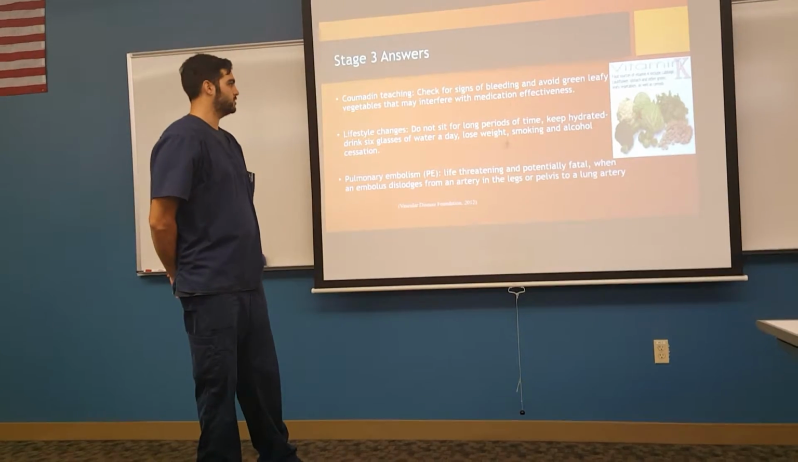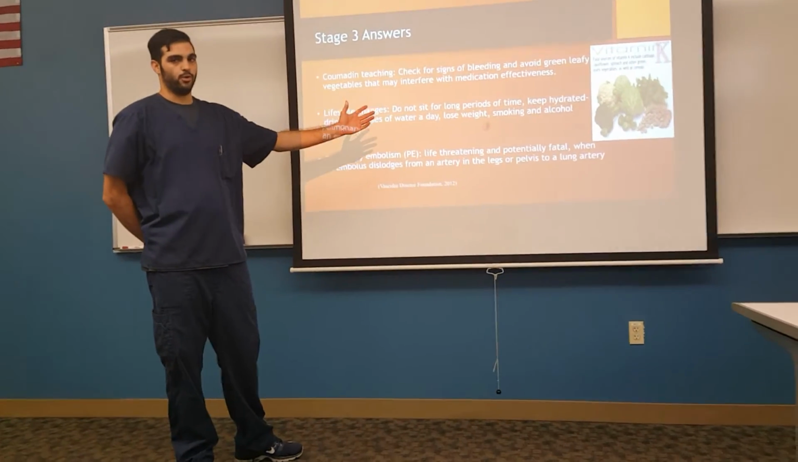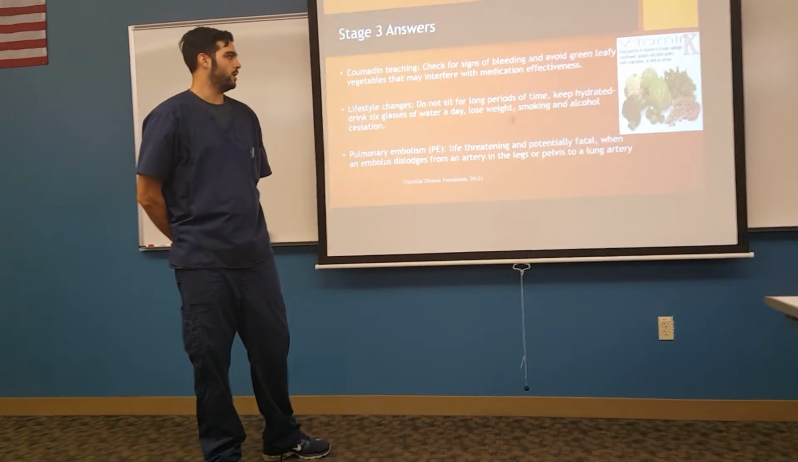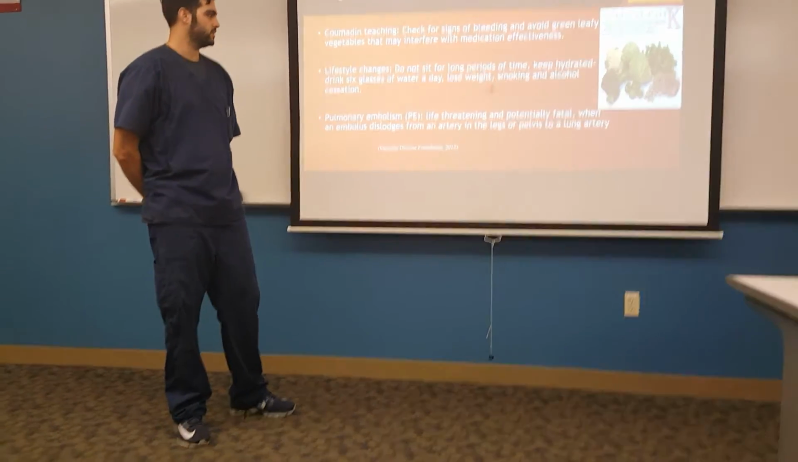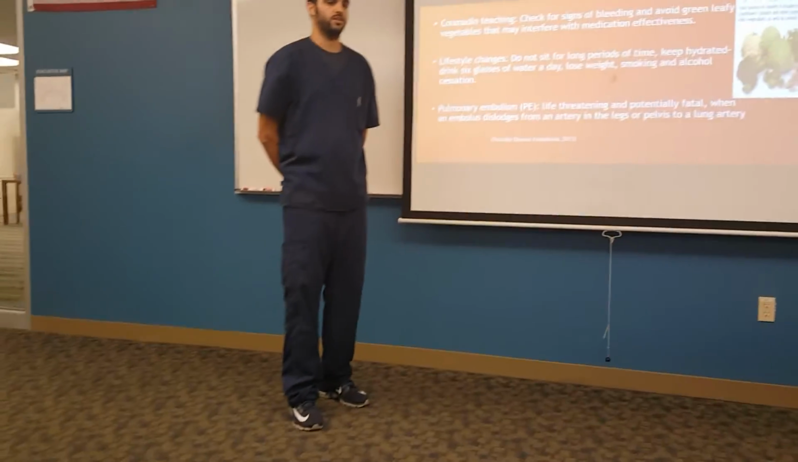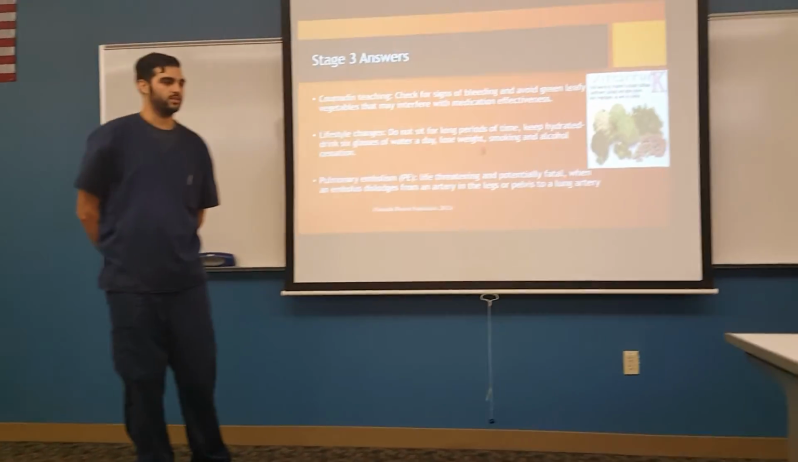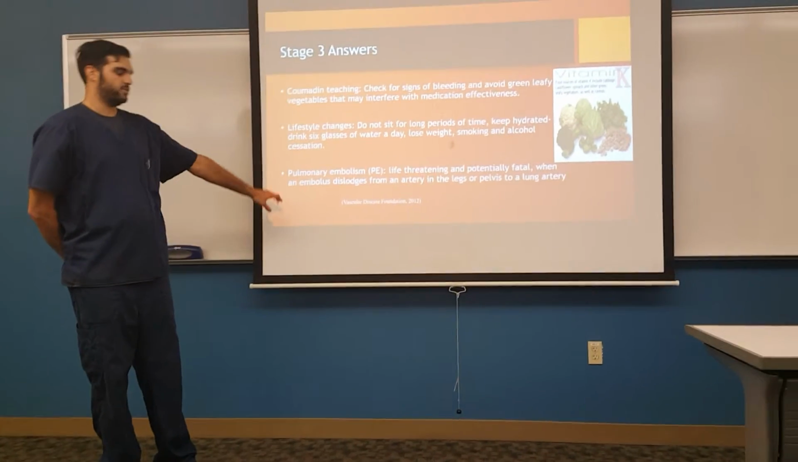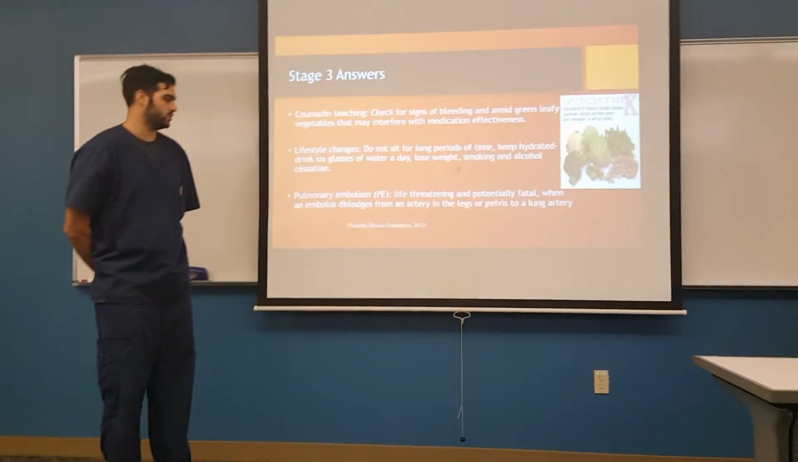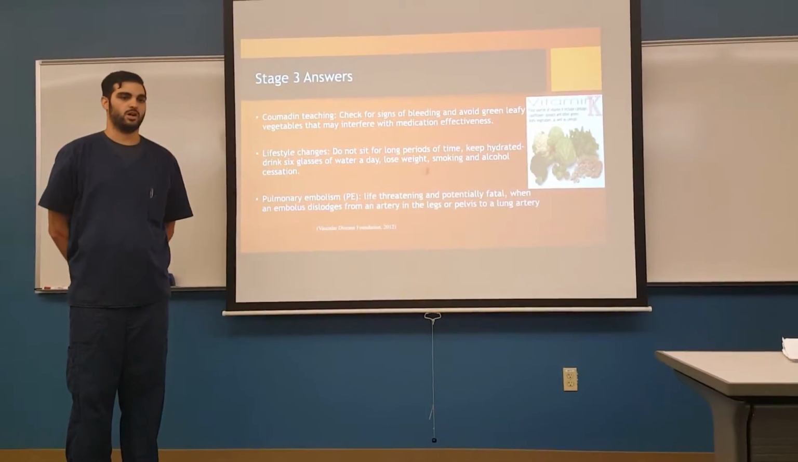So the first answer was check for signs of bleeding, avoid leafy green vegetables, and go to a doctor regularly to get your INR and PTT checked. Lifestyle changes: decrease sedentary lifestyle, work on his diet, stop smoking, stop drinking. And the answer for stage 3, question 3, pulmonary embolism was the complication of a DVT.